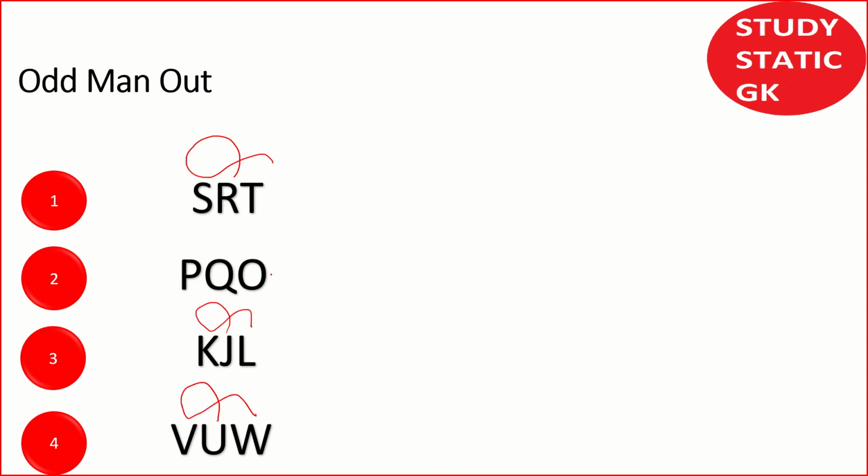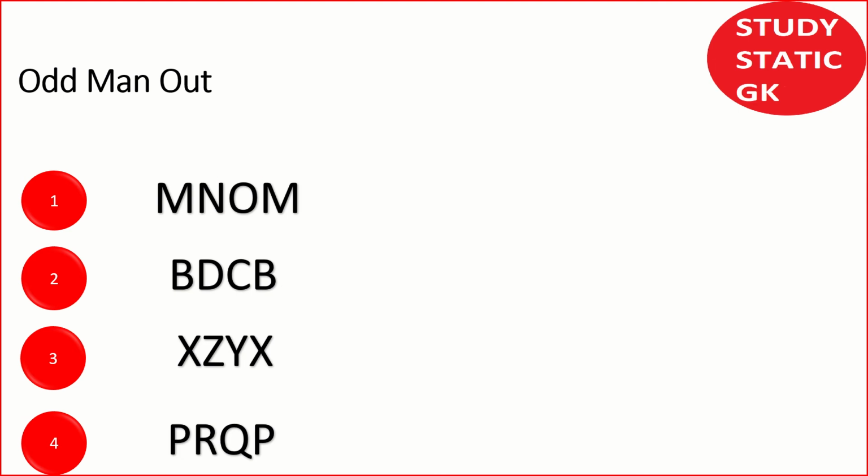UVW. So this is the odd one because everything you see. Sorry. RST, JKL, UVW. So the first one is in the middle. The remaining series continues. So the answer is second. Next question. All right.